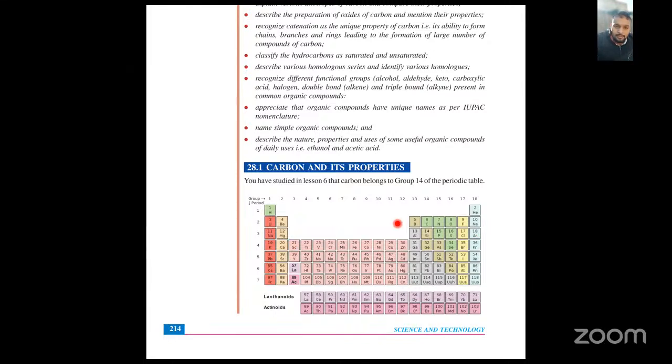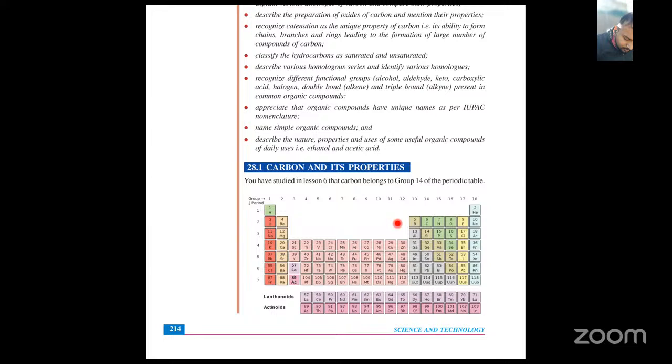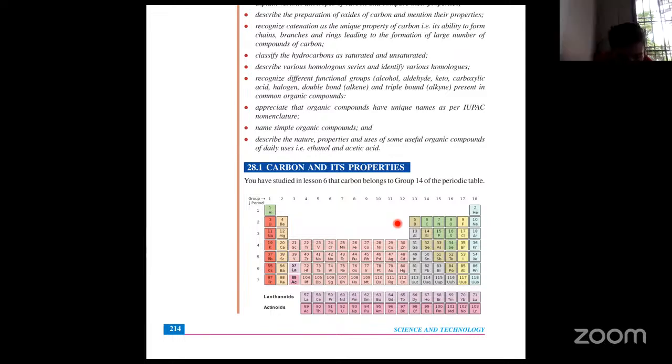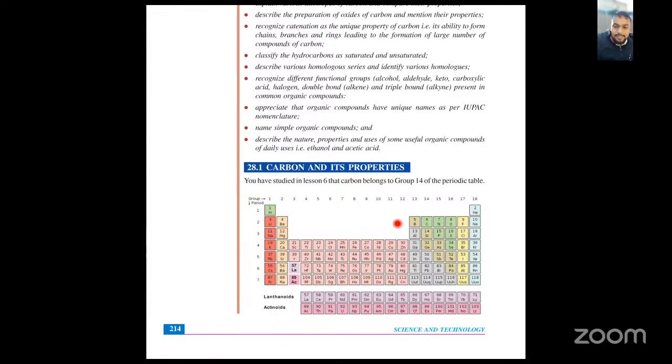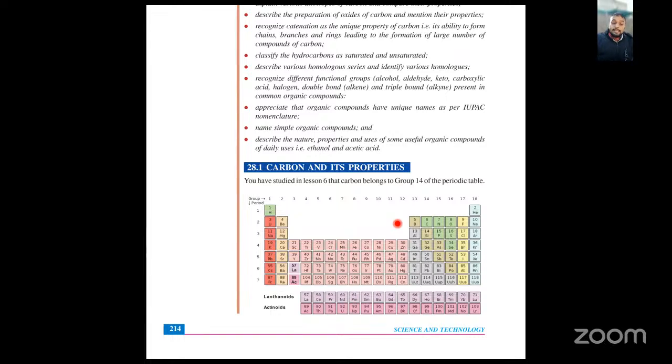What number is this? Can you find it out? 20. 20 is not carbon. 20 is calcium. Ca is for calcium. So where is carbon? Can you tell me? Sir, is it 55? 55 is cesium. Cs is cesium. Yes, sir. It is 6. Yeah, carbon has 6.